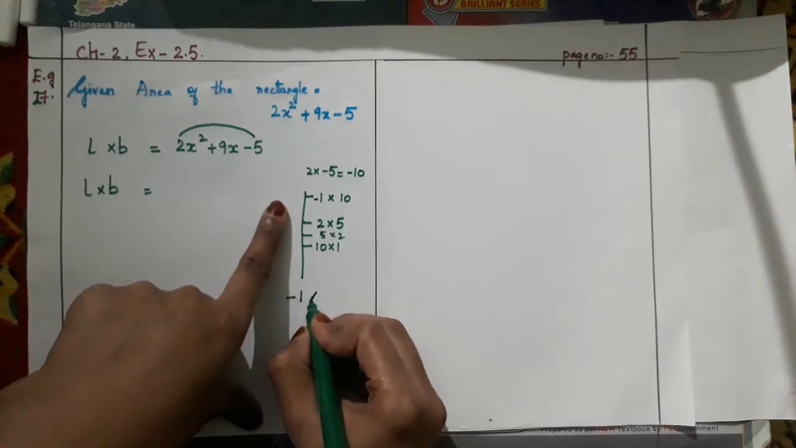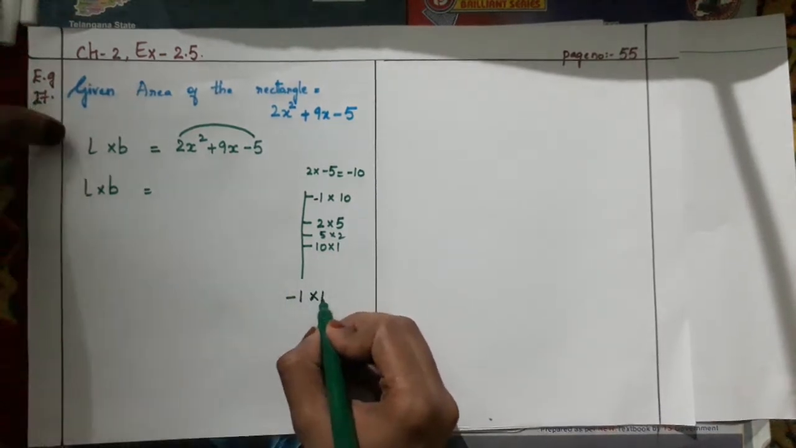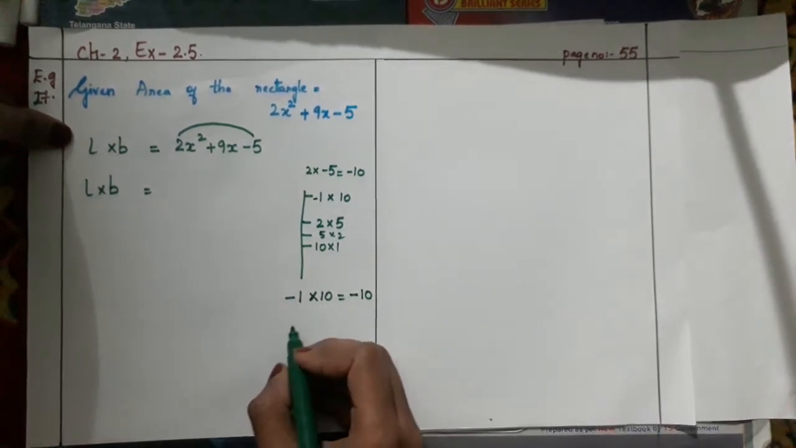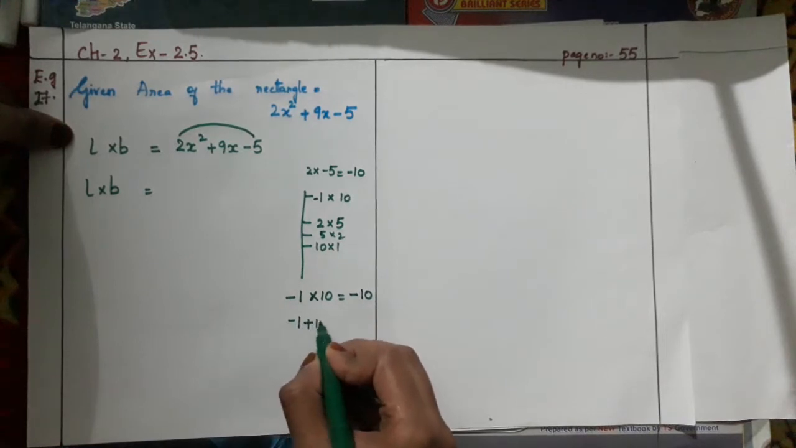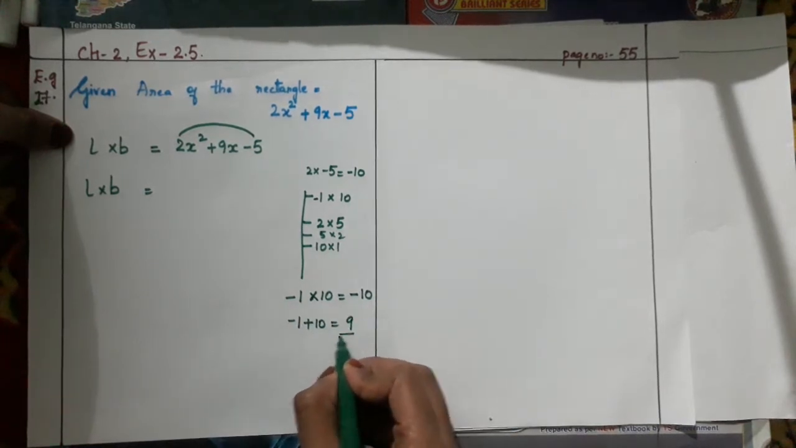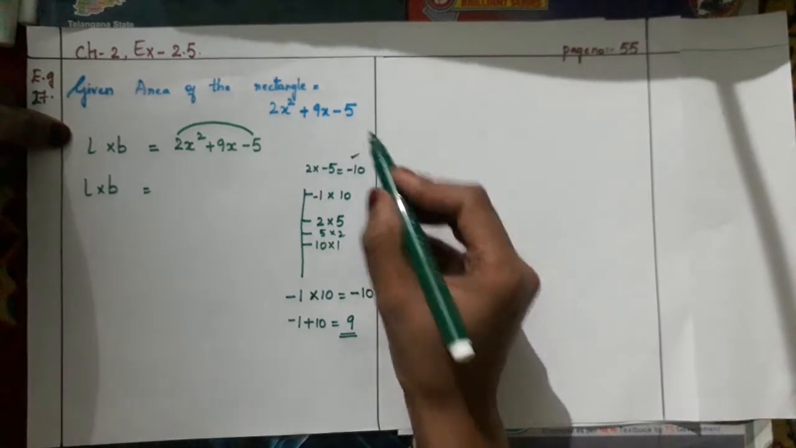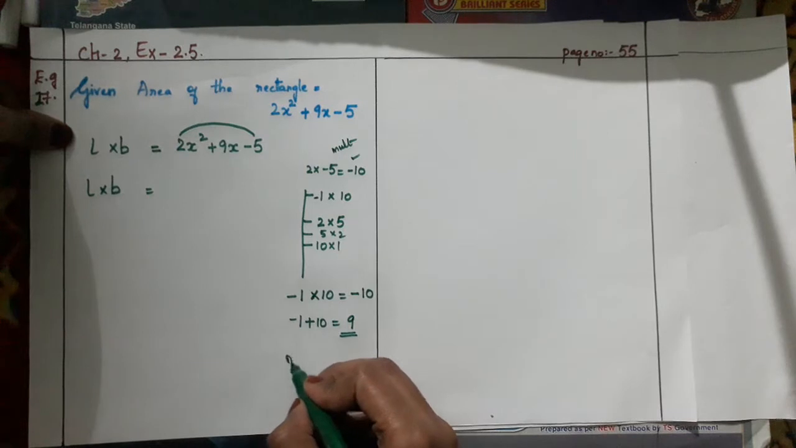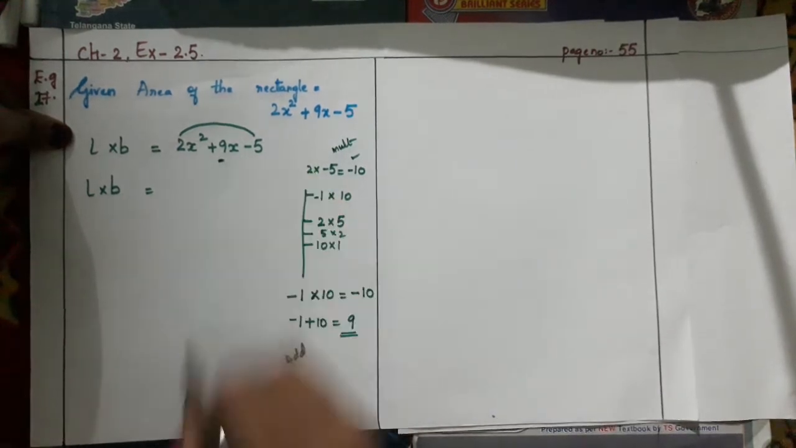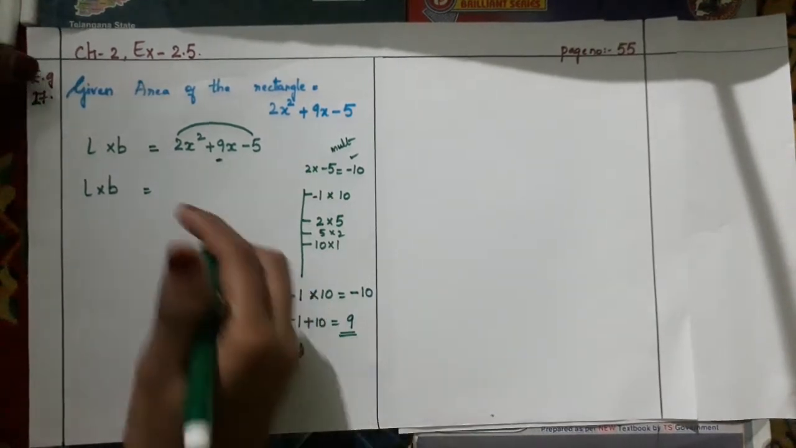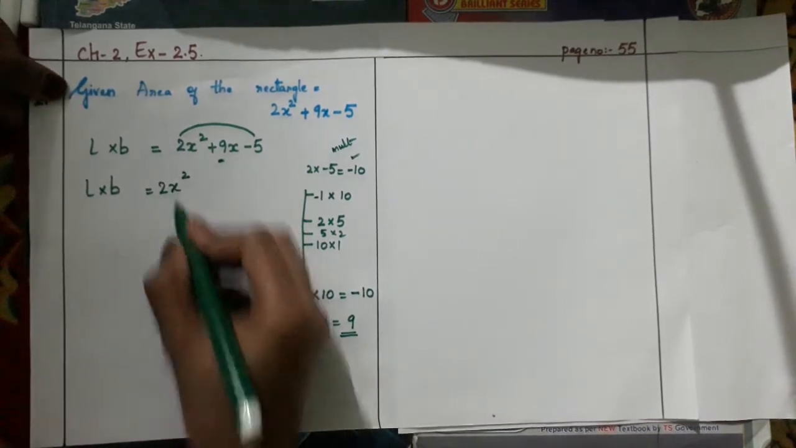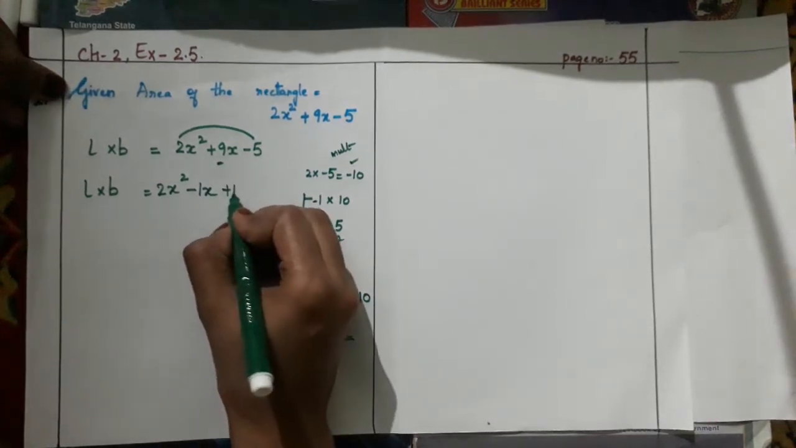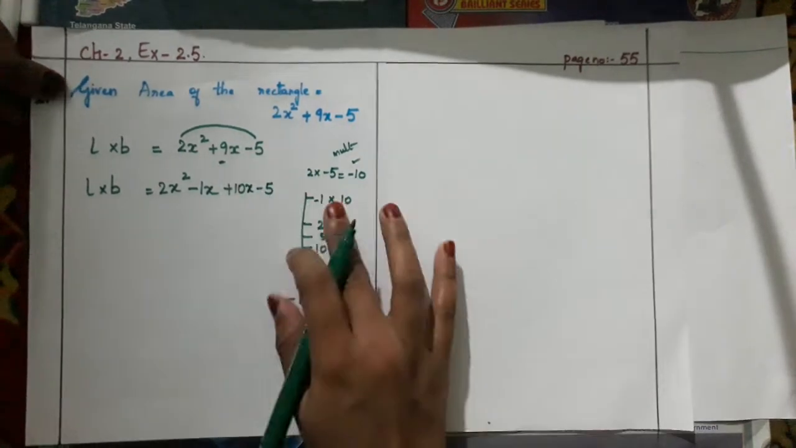Minus 1 into 10, what will we get? Minus 10. And minus 1 plus 10 will give us 9. When we multiply, we should get minus 10. When we add or subtract, we should get the middle number 9. Now I can write 2x square minus 1x plus 10x minus 5. Okay, this is rough column.